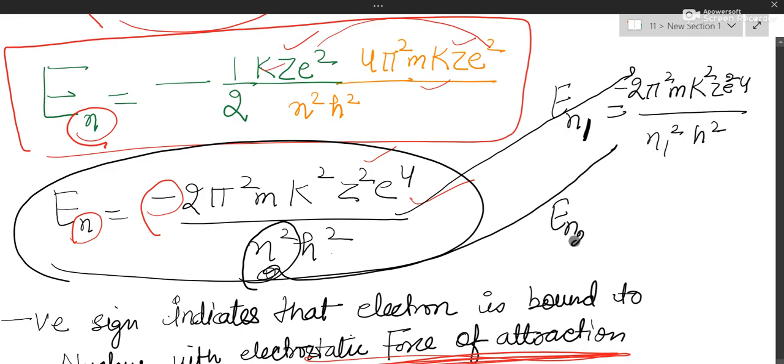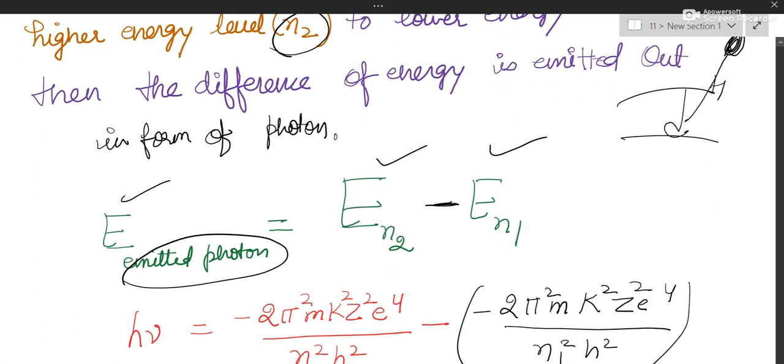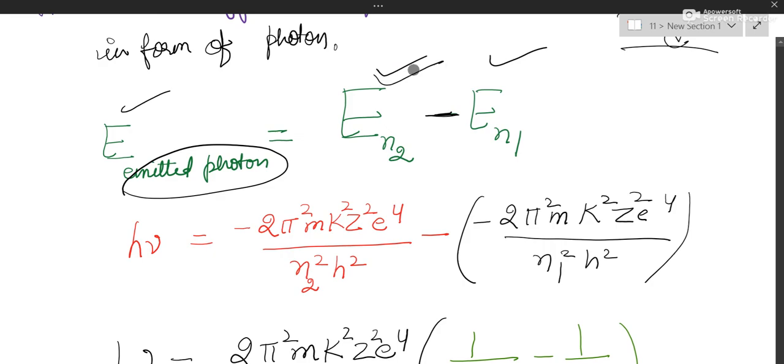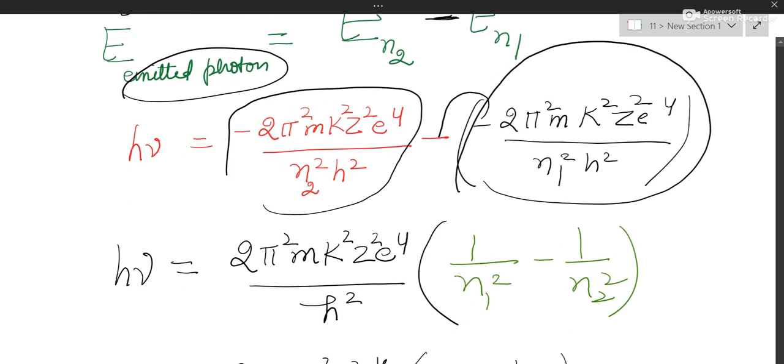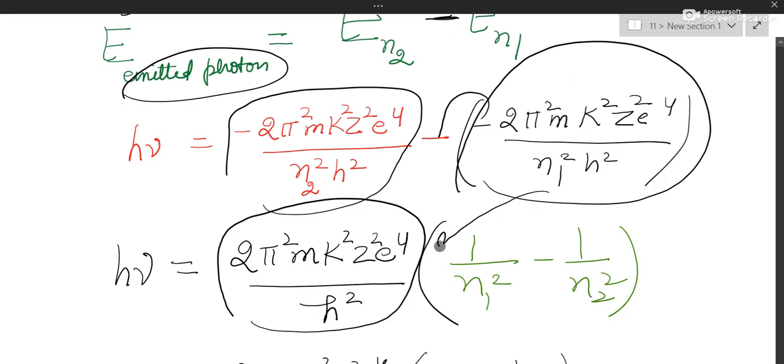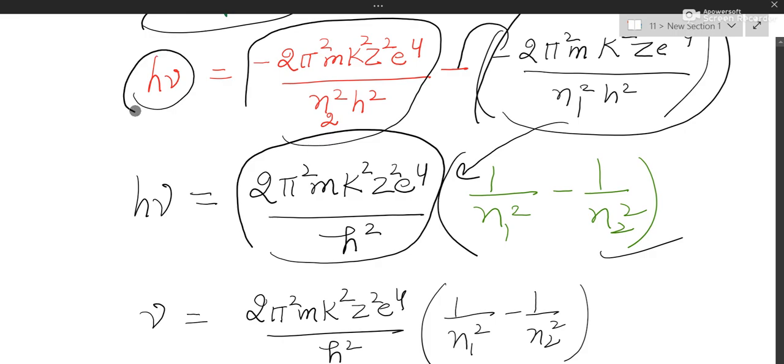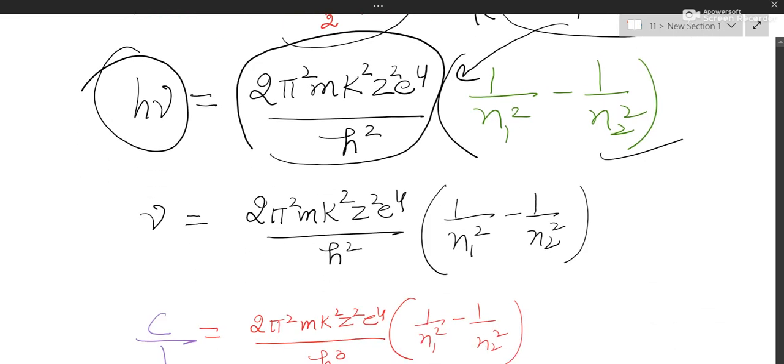Similarly, energy in the n2 shell you can find out, same kind of expression, which I have substituted here and here. You can see I have substituted with negative sign. So this negative and this negative will become positive, and I have taken so many things common. Positive term is first, so this is 1 by n1 square. Everything is taken out, and this is minus 1 by n2 square. So this is equal to energy. Energy can be written as h nu. So this is the expression for h nu.